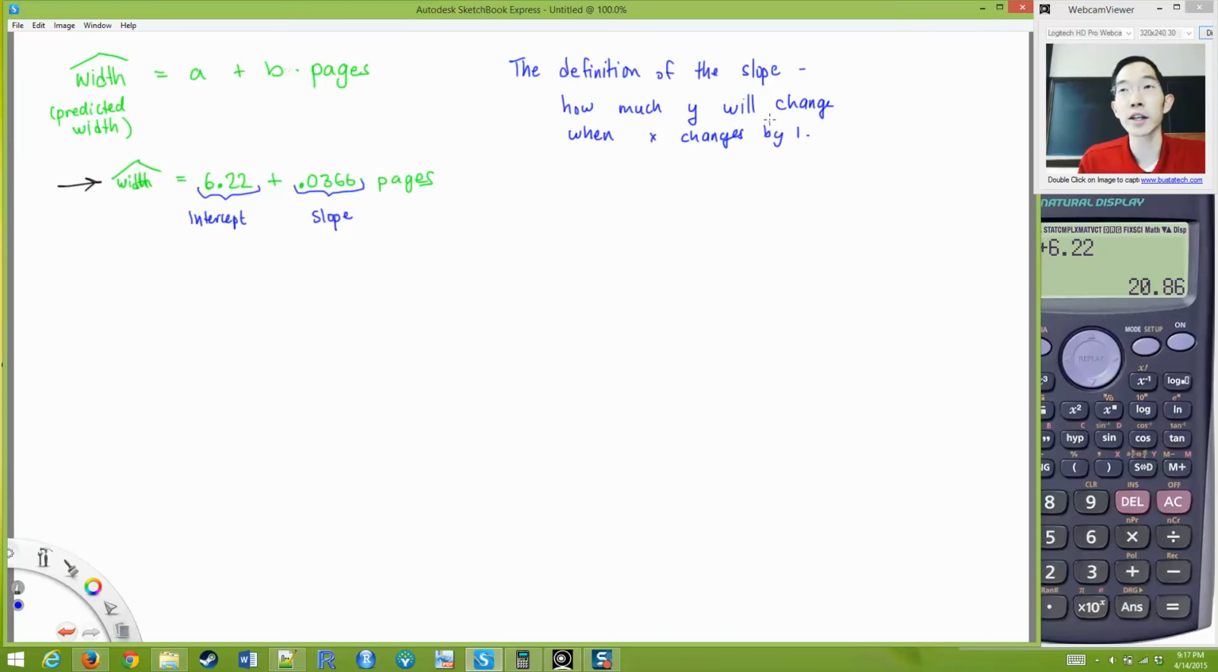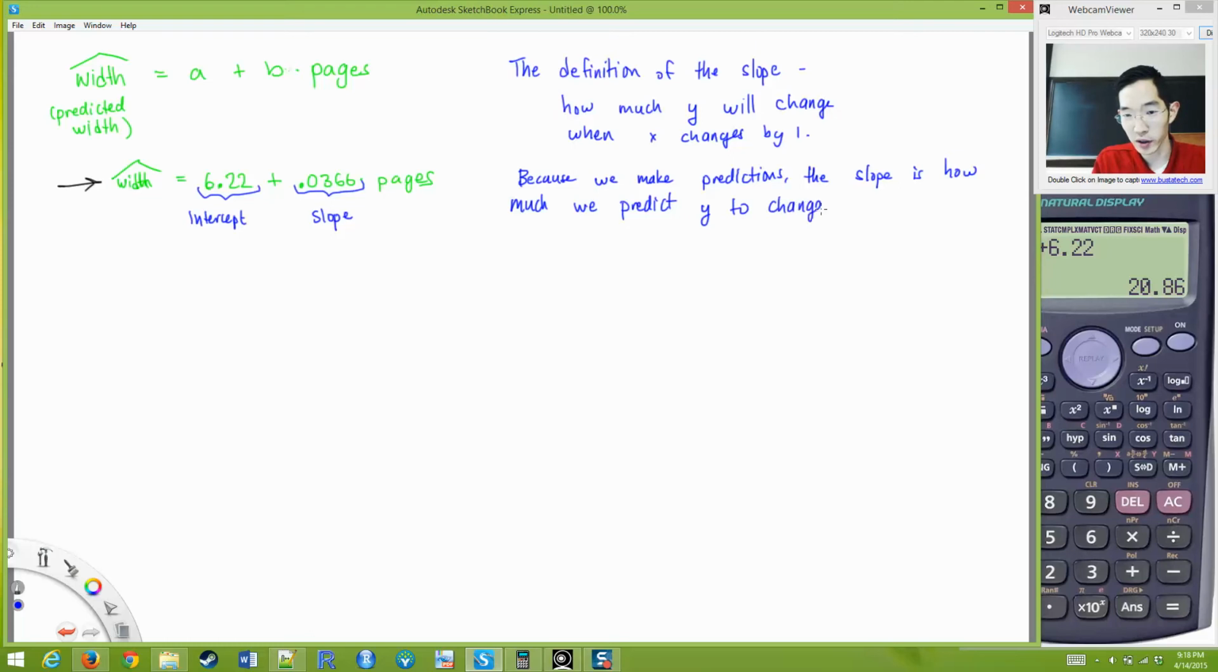Okay, and in our case, because we're making predictions, it is how much we predict y to change when x changes by 1. So for statistics, because we make predictions, the slope is how much we predict y to change if x changes by 1.